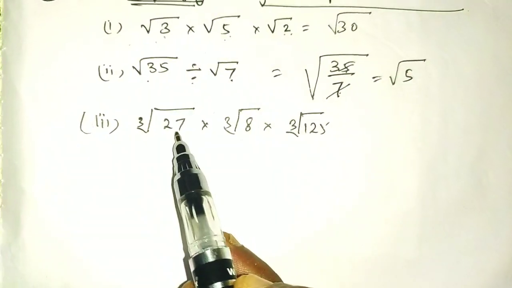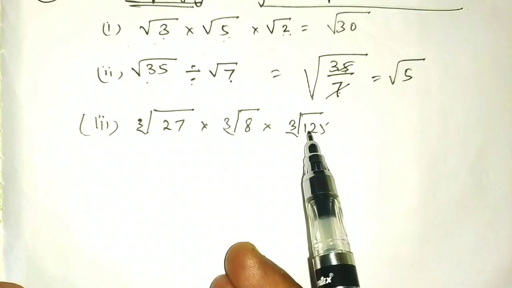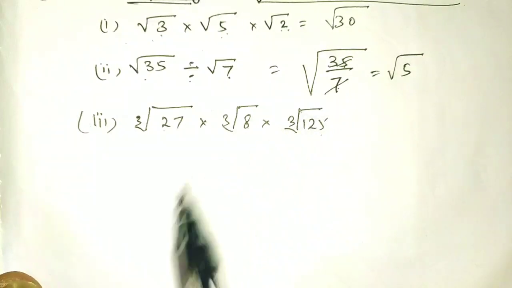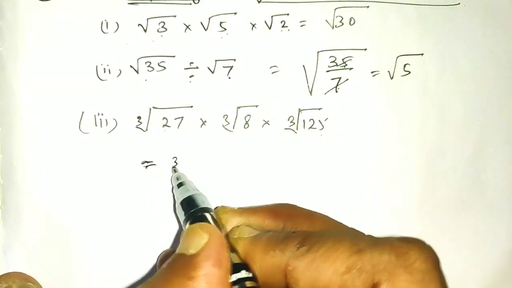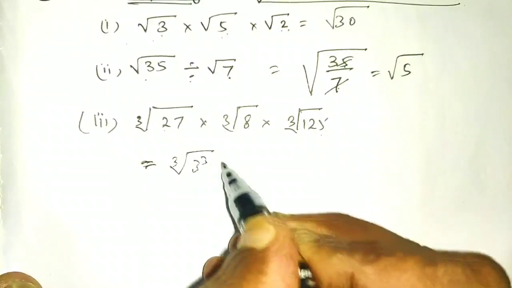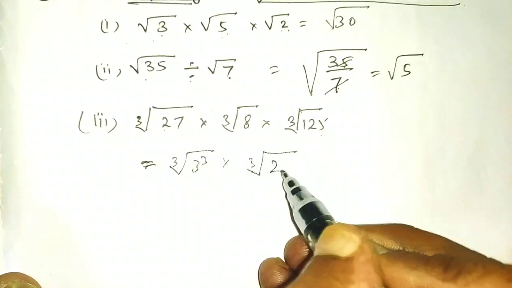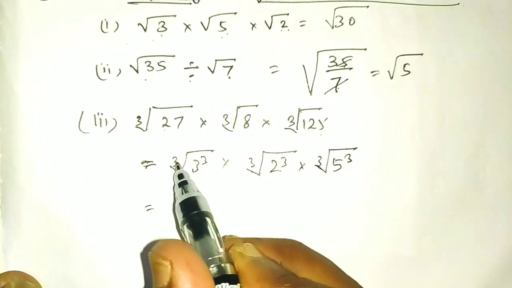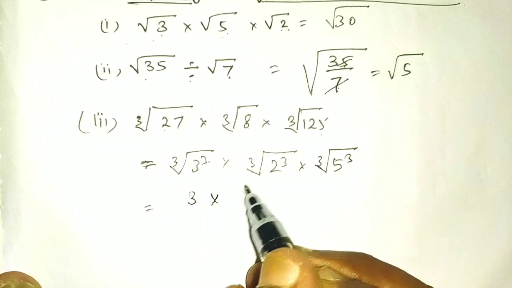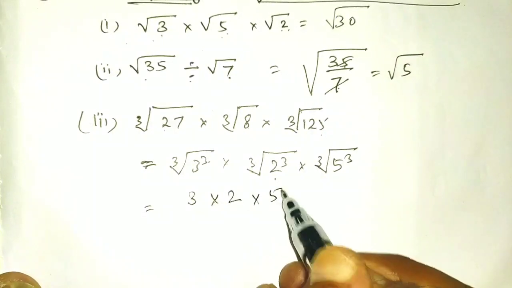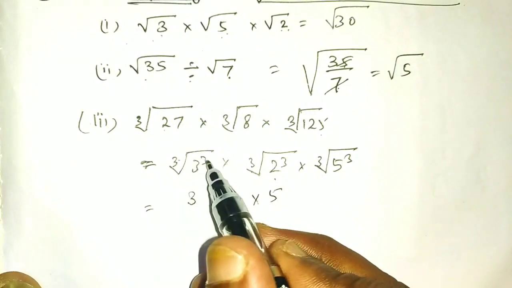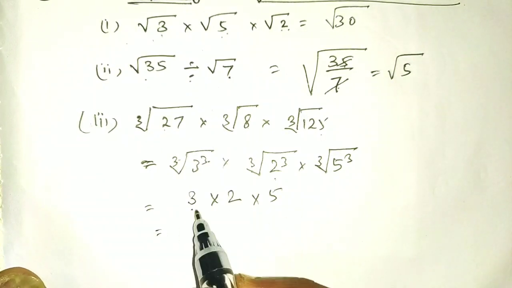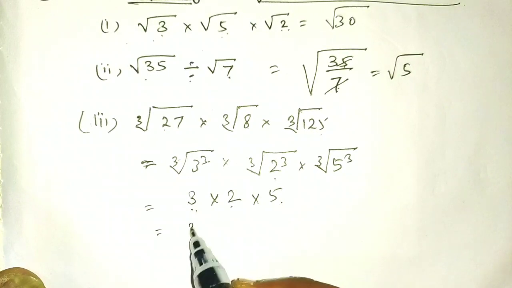Third sum, cube root of 27 into cube root of 8 into cube root of 125. Here 27, 8 and 125 all are cubic numbers. So you can write this as cube root of 3 cube into cube root of 2 cube into cube root of 5 cube. So the cube root and cube get cancelled. You will get 3 into 2 into 5. You will get the rational number without any root. So 3 into 2, 6, 6 fives are 30.